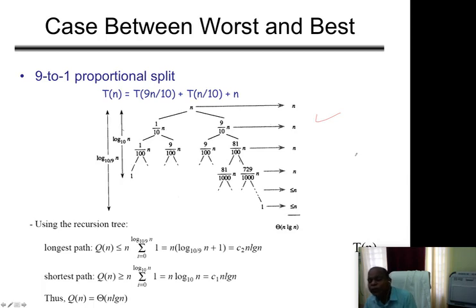But in the best case, when it divides into two equal parts, then it will be theta of n log n. In the average case, that is, not in between the worst and best case, as shown in the figure, the time complexity is also theta of n log n. Hence I am ending this quicksort algorithm here.